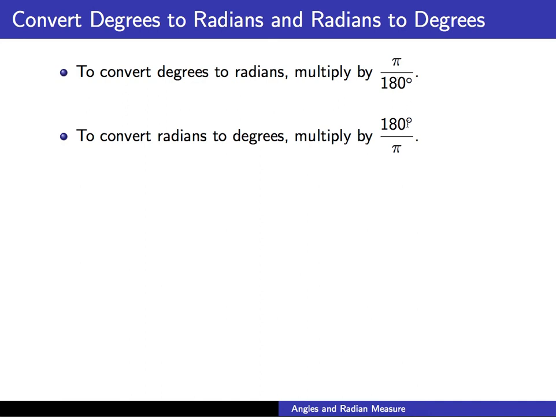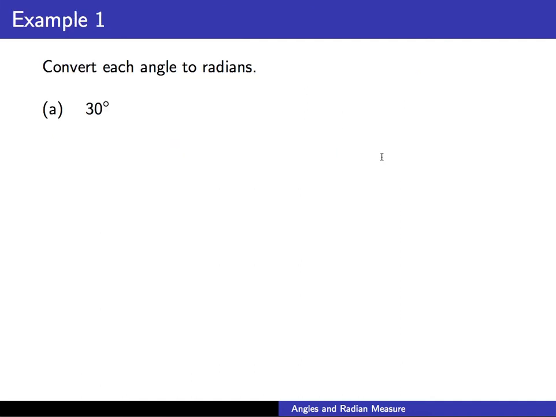So if you started with radians and you want to know how many degrees that is, multiply by 180 degrees over pi radians. So it's all about your units canceling out. So we'll see that here in the next couple problems.